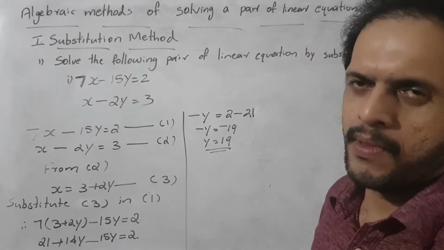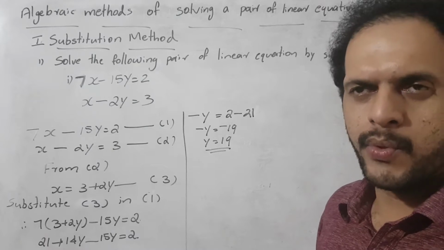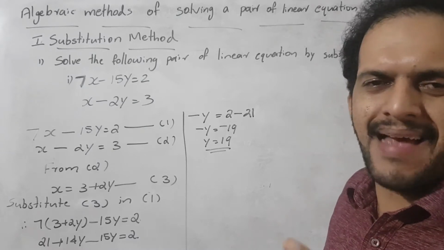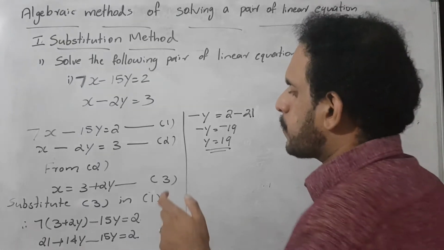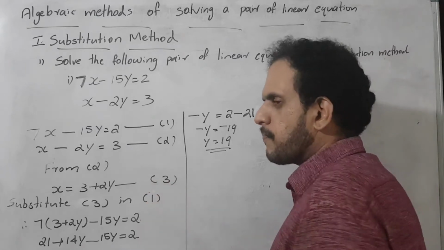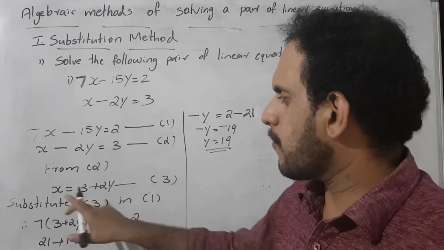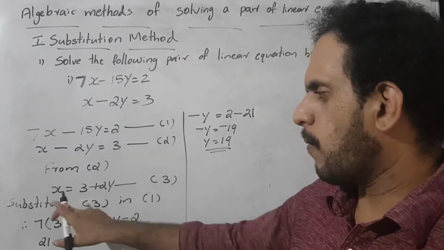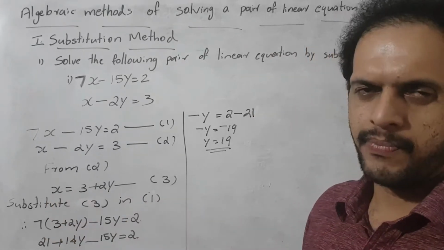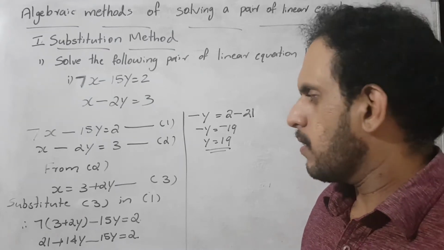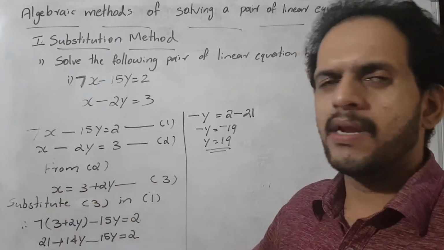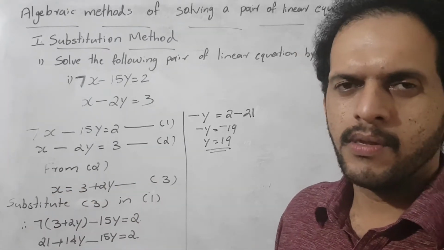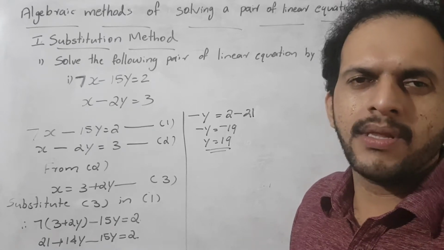We can substitute the value of y in any equation. But I think it is better to substitute in equation 3. Why? Because equation 3 is already in the form of x is equal to. So x is equal to form, we can directly substitute y and get the value of x. So not required to transpose anything there, am I right?